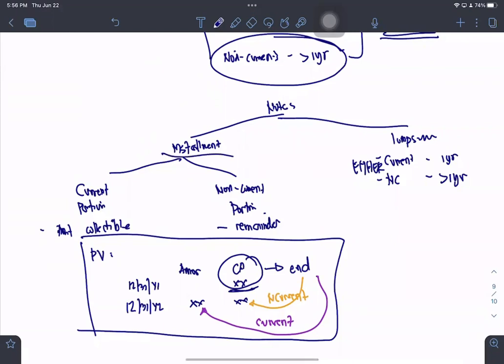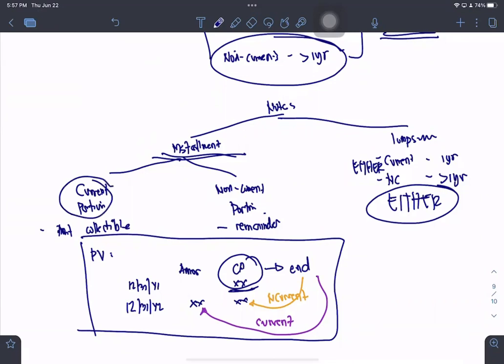But if it's lump sum, if collectible within 1 year, current; non-current if more than 1 year. So if lump sum, it's either current or non-current. If installment, you have a current portion and a non-current portion. Here at the end, you will divide it, current and non-current. In lump sum, either current or non-current.